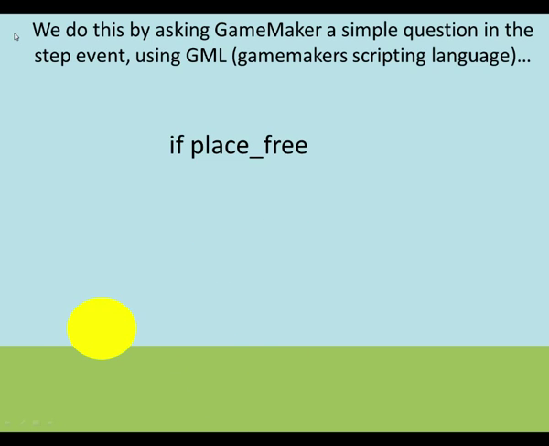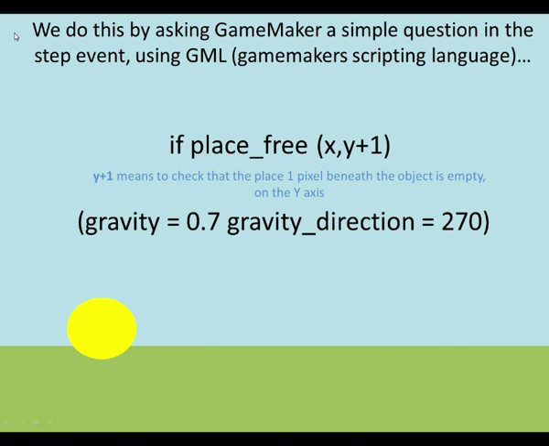So the GML we're going to use is the question: if place_free(x, y+1). That means that y+1 checks that the place 1 pixel beneath the object is empty on the y-axis. So if the place 1 pixel beneath the object is free, then we set gravity to 0.7 and gravity_direction to 270. Gravity there is how fast it falls, and gravity_direction is the direction it moves in. So the question is, if 1 pixel beneath the object is free, then we set gravity to 0.7 and gravity_direction to 270.